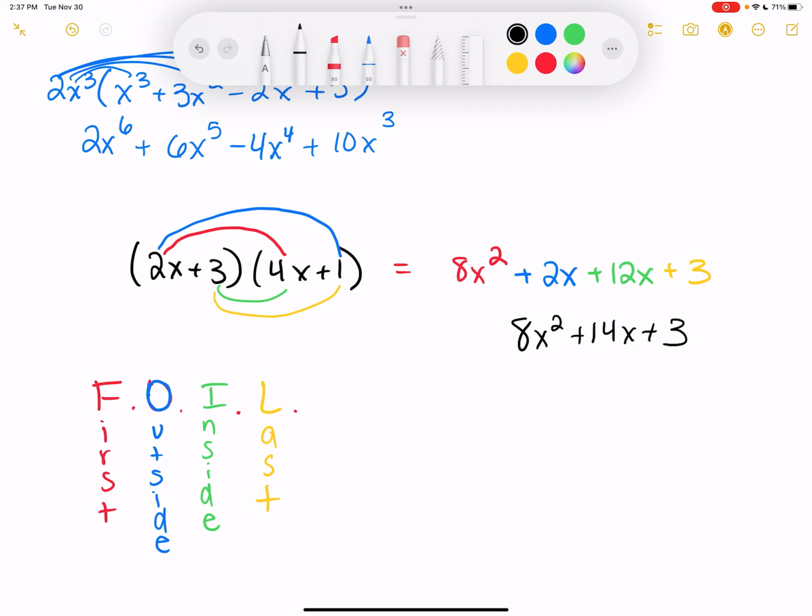If it's not in the right order, do we have to change that? Yeah, if they weren't in the right order to begin with and you multiply them, always put them in descending order. But as long as you're following this pattern, your answer is going to come out to look like that. Okay.